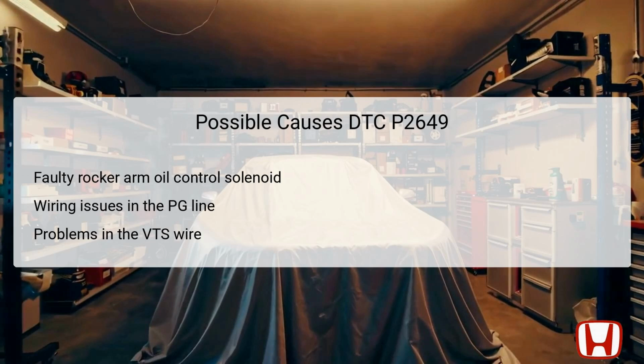Lastly, defects in the VTS wire, which transmits signals between the engine control module, PCM, and the solenoid, can also contribute to erroneous voltage levels. Identifying these elements is critical for effective diagnosis and troubleshooting of the system.